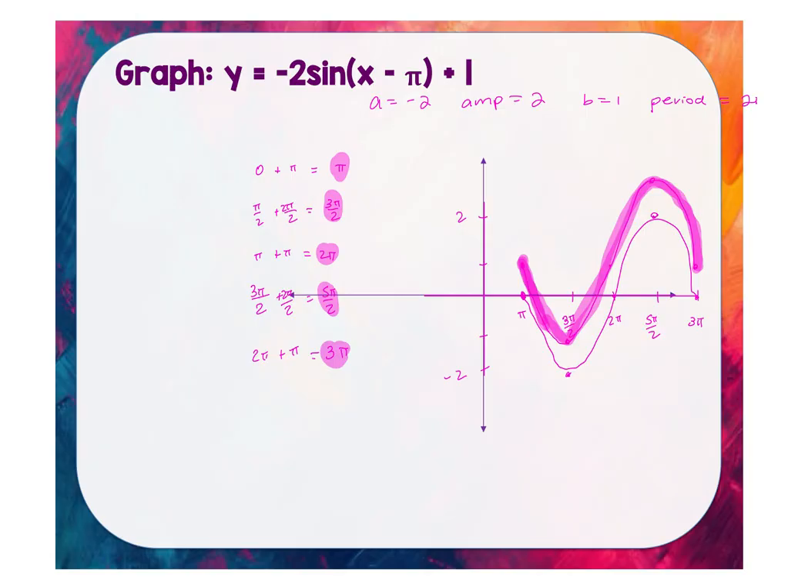But then because there's something inside the parentheses, that means there's a phase shift. This would be to the right pi. So to each of my original key points, I added pi, and I got my 5 key points: pi, 3 pi over 2, 2 pi, 5 pi over 2, and then 3 pi. And then mark them on the x-axis.